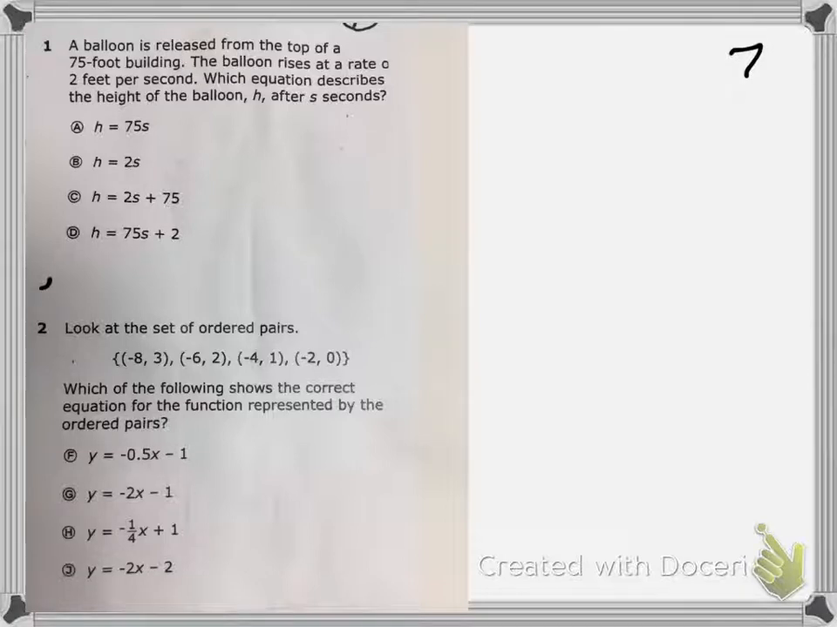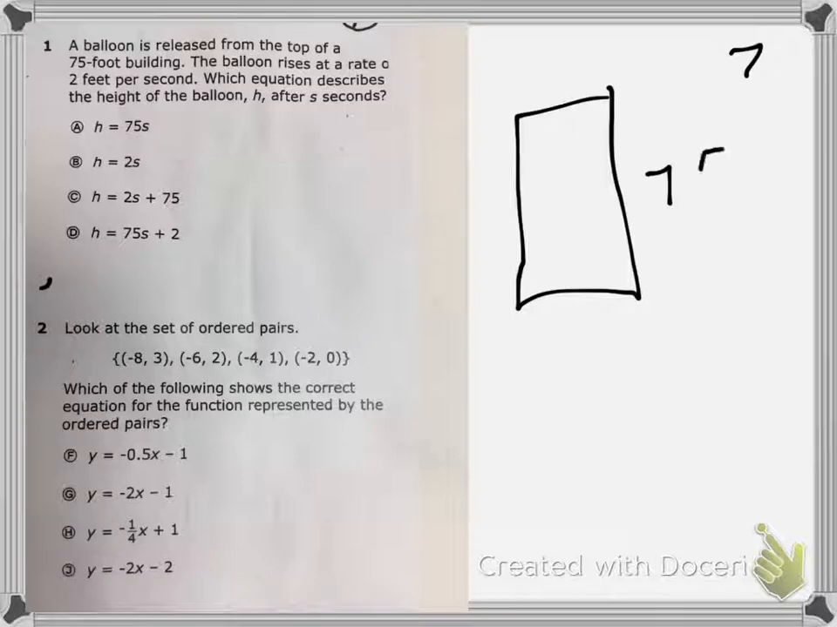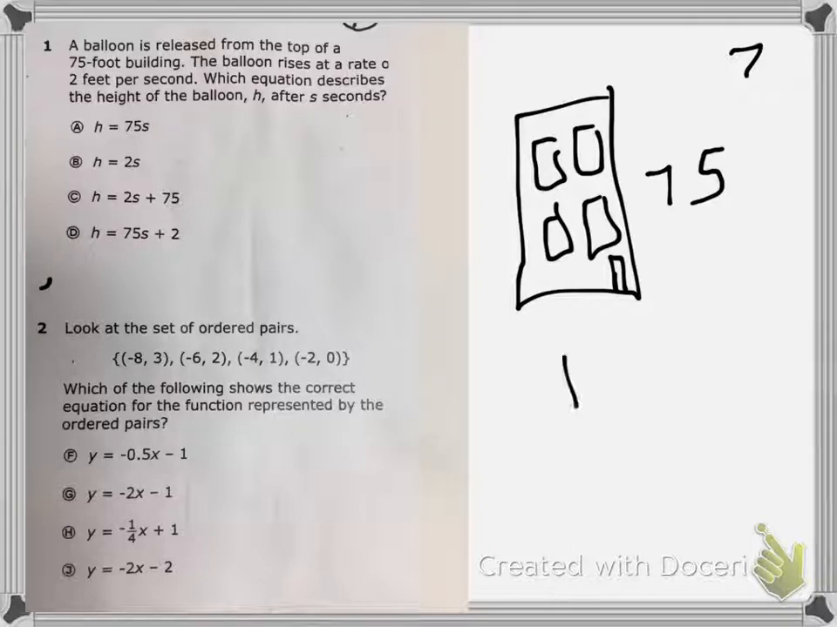And so in this situation, first of all, I know this balloon is already at the top of a 75-foot building, so I'm just going to draw a rectangle to represent that building. Okay, and so it's already 75 feet up, so that would mean like plus 75. Okay, then it's going to still be rising, so I'm going to draw a picture of a little balloon here, and I'll color it red. So there's our red balloon.